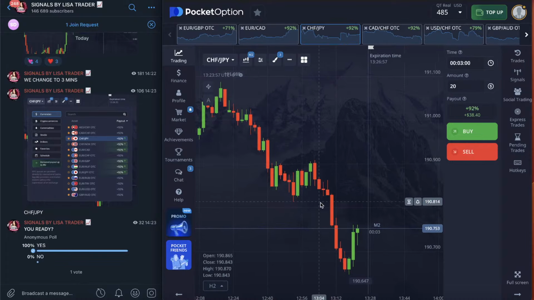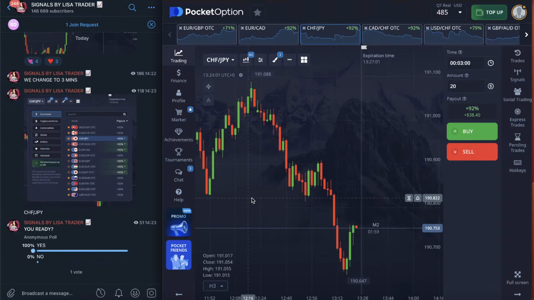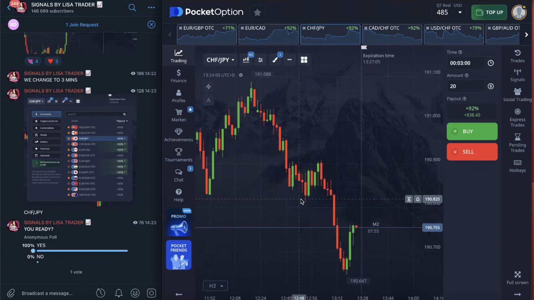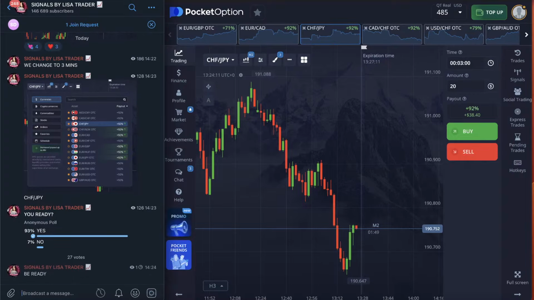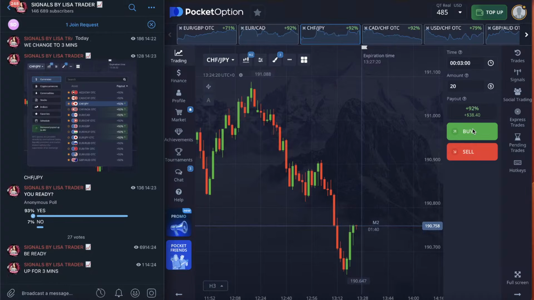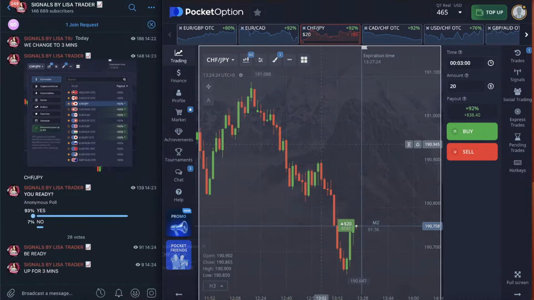But we change the currency pair. As we can see, also the volatility is kind of crazy because of the news today. Be ready. Okay, and I'm sending a signal and I'm opening a trade. Okay, we open a trade.